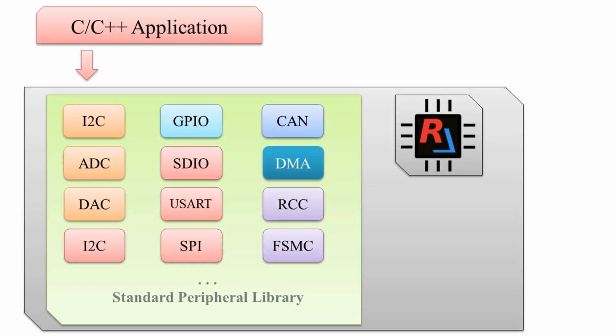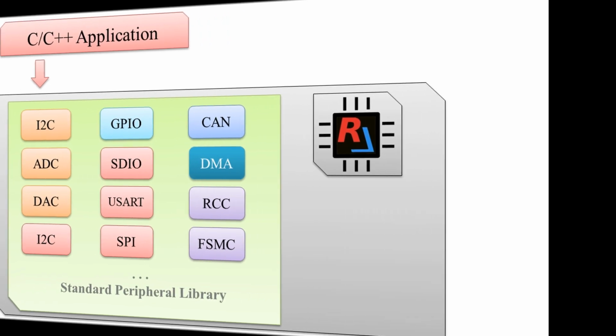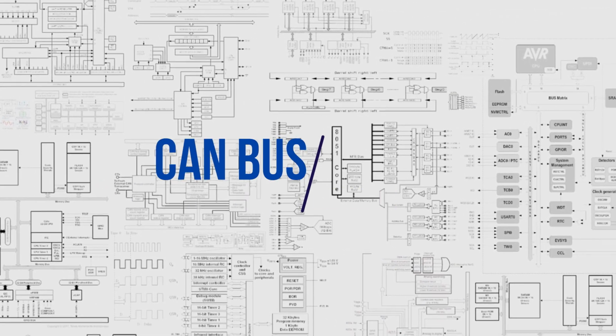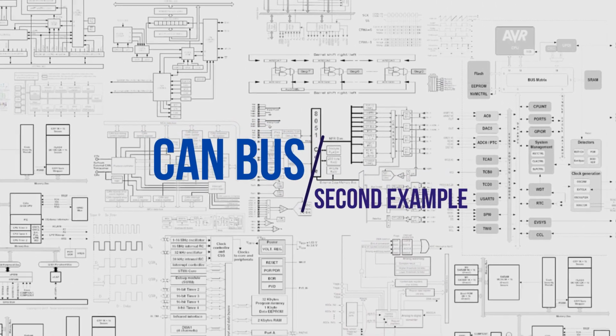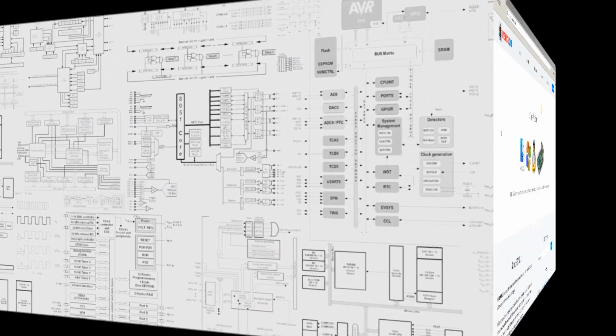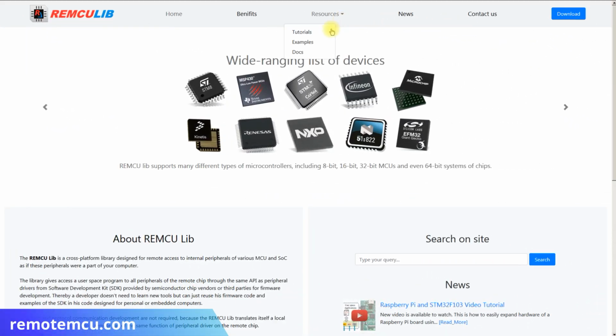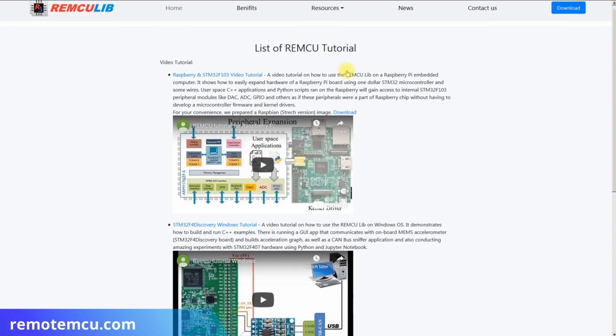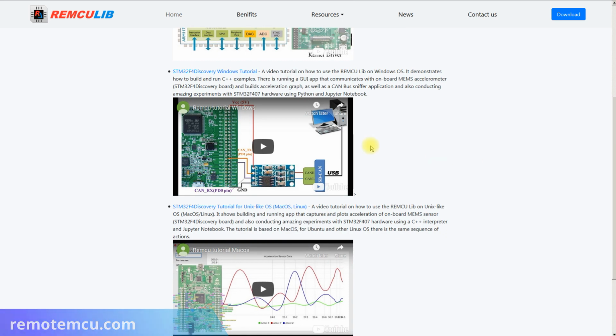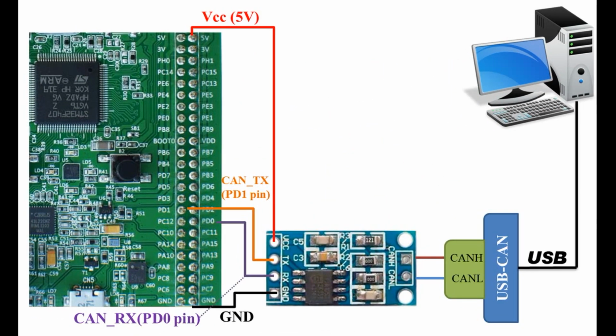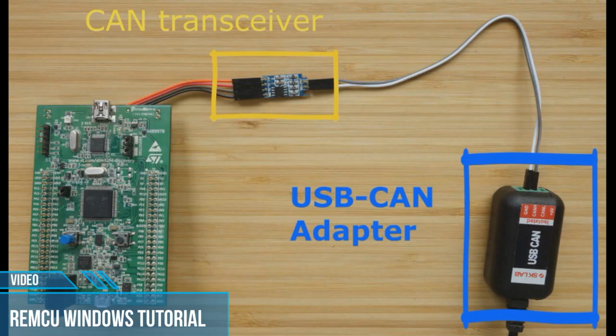Now let's test another communication protocol of STM32. The second example covers a CAN bus peripheral. The video REMCU Lib Windows tutorial has detailed information about how these examples work. You can easily repeat it on your Mac or Linux OS.